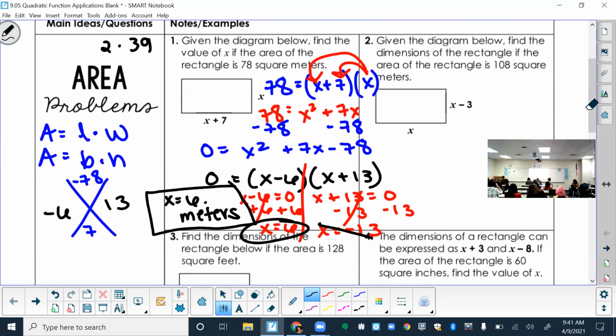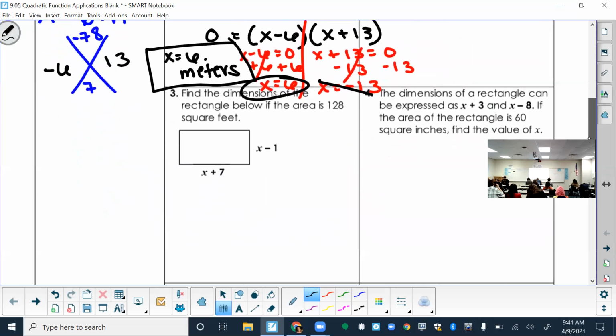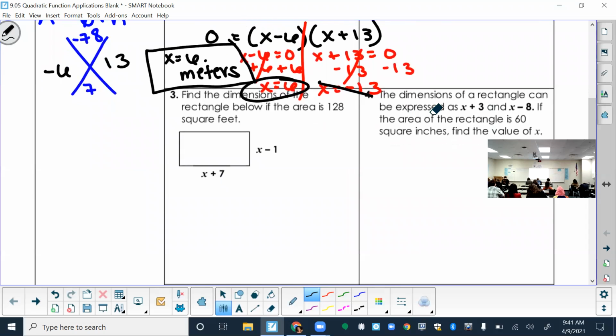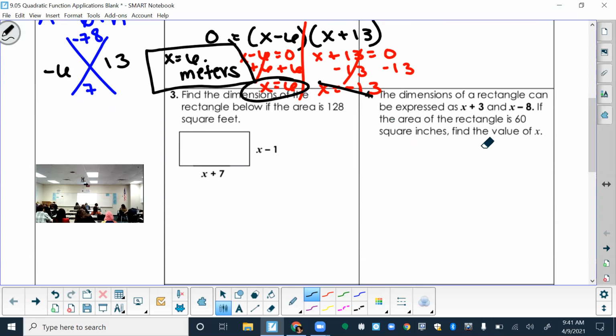All right, we have the dimensions of a rectangle can be expressed as x plus 3 and x minus 8. So let's kind of draw this out, especially when they don't give us a diagram like in the other problems. It's probably helpful to draw it out.